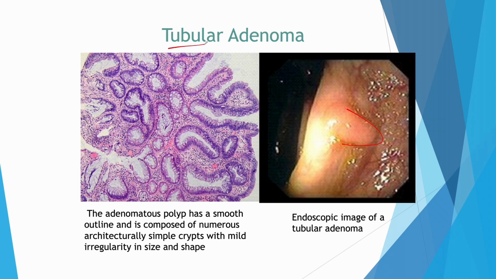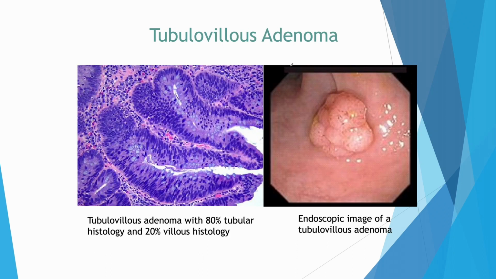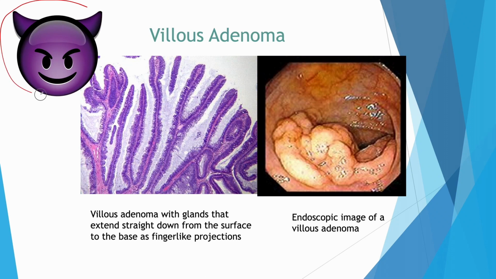Remember, tubular adenomas have the least malignant potential of all 3 different types of adenomatous polyps. The second is the tubulovillous adenoma, which has increased risk of malignant potential. And then the worst, which I have our little villain here, is the villous adenoma. This has the highest risk of malignant potential. Okay.